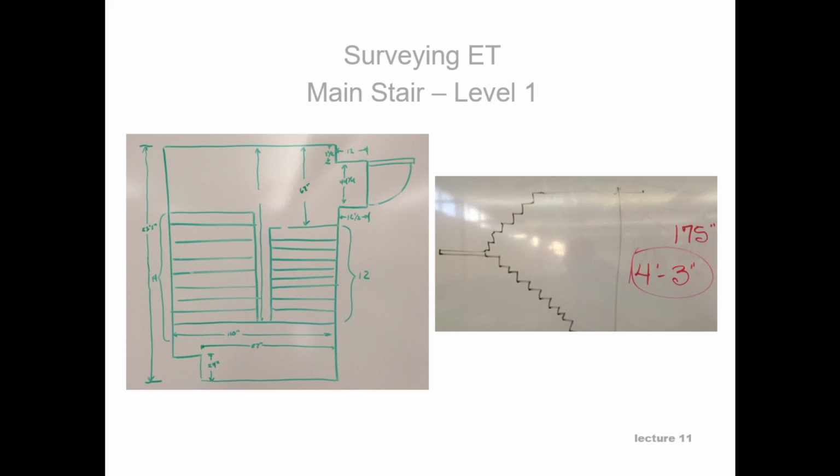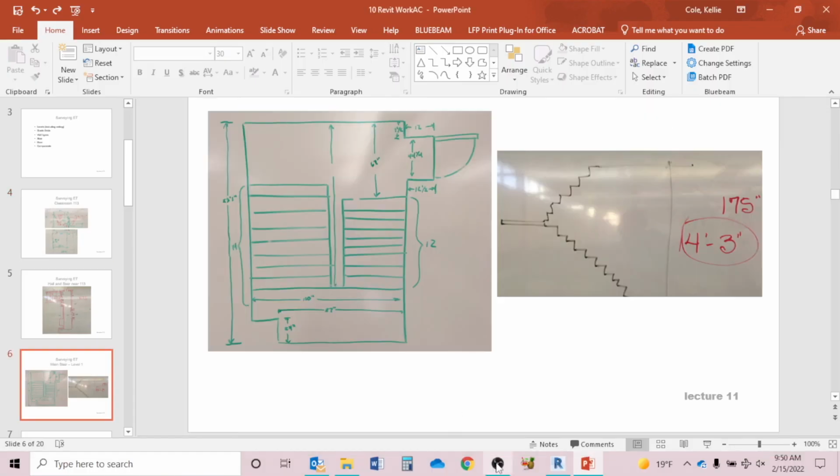Looks like we have a 14-foot 3-inch dimension from level 1 to level 2. So we're not yet working with the landing height. This is the level 1 to level 2 dimension in Revit.